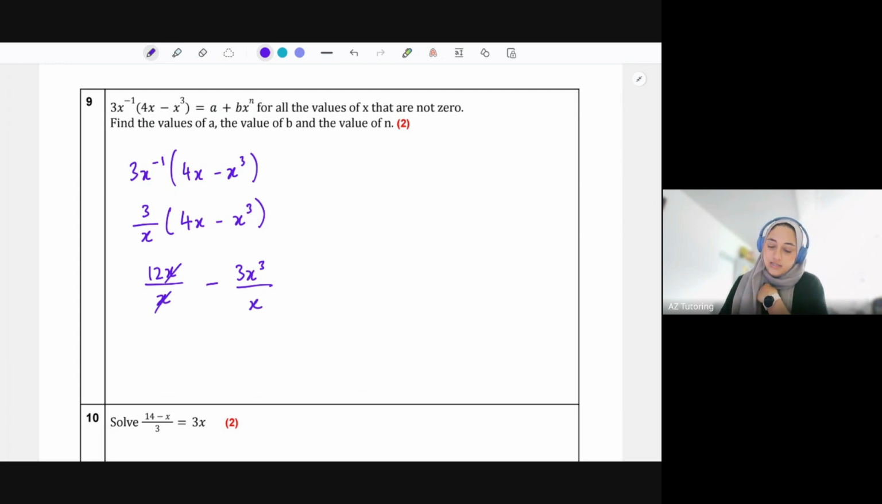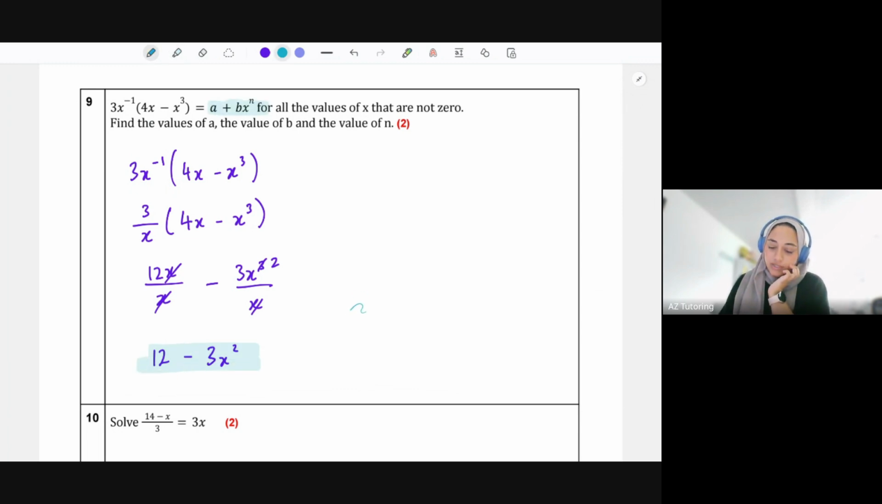Simplifying that, the x's cancel there. Here they cancel. That goes down to 2 because x cubed divided by x, we do 3 minus 1, which is 2. So we've got 12 minus 3x squared. And that's the same form as this here.